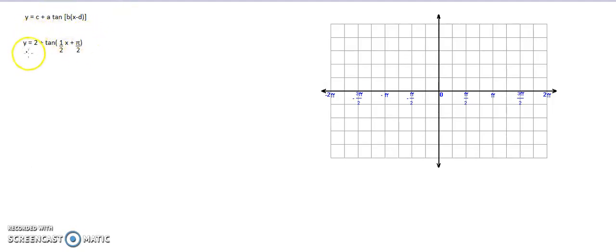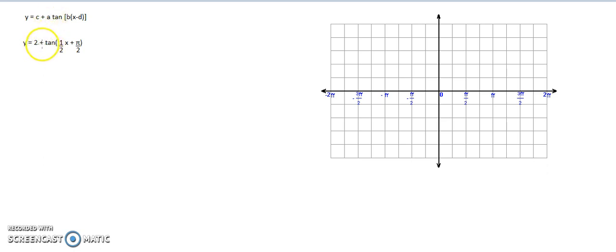Okay, so now we're going to graph a tangent graph from the very beginning on our own. So we're going to start with this one. The A, B, C, and D that we had for sine and cosine, they work the same way here. C is going to be a shift up or down. A is going to be a stretch or compress in the y direction.